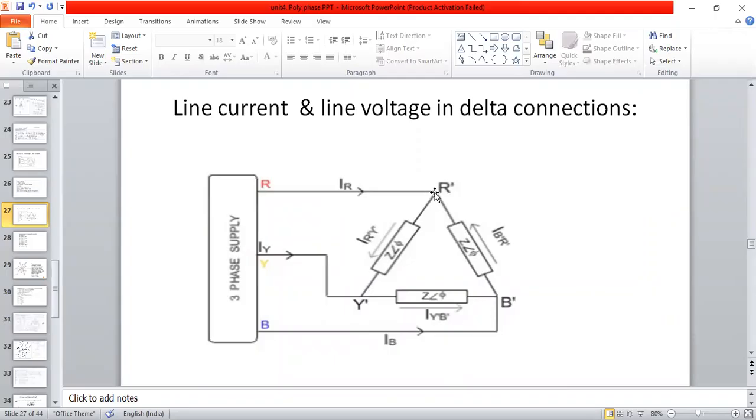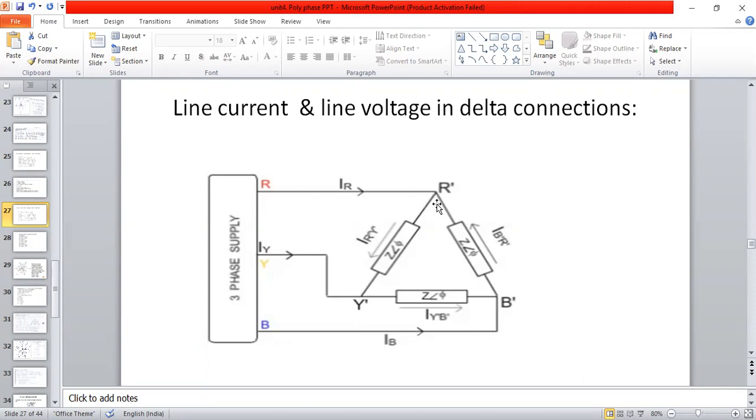Applying Kirchhoff's current law, all of you know that incoming currents are equal to the outgoing currents. Kirchhoff's current law states that incoming currents are equal to the outgoing currents. Incoming currents are considered positive and outgoing currents are considered negative. One more definition is that the algebraic sum of currents meeting at the junction is equal to 0. Both statements are there, but we can use any one of them.